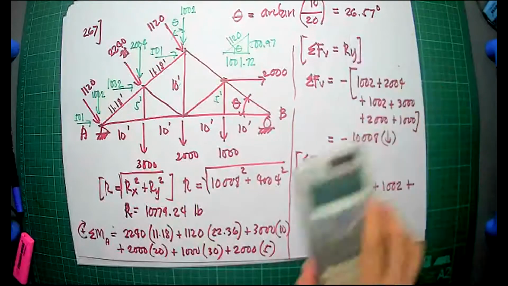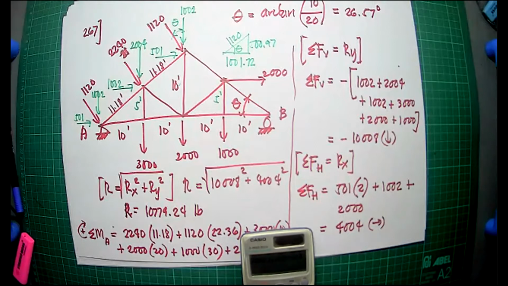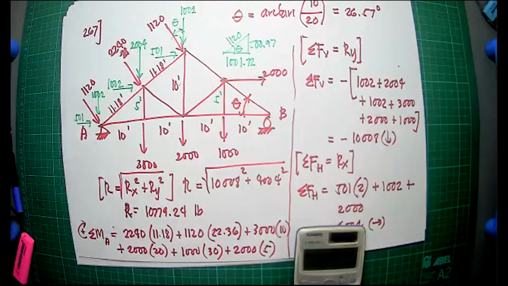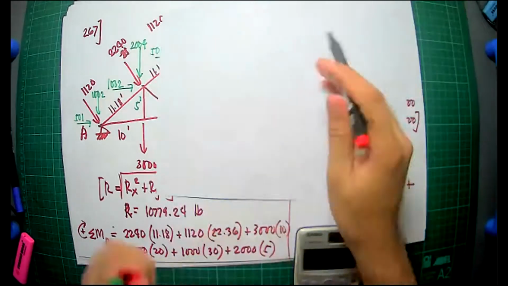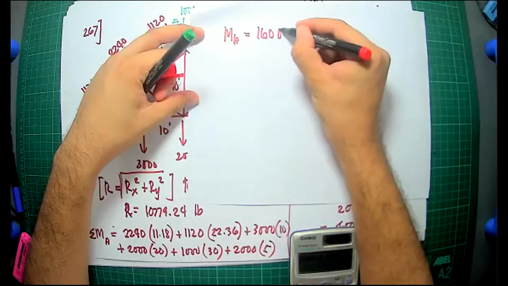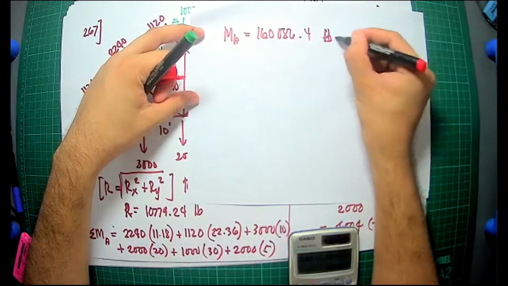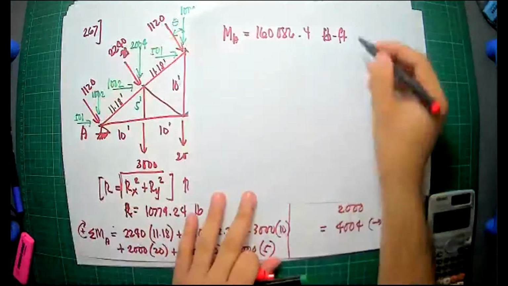And this will give you a moment of 2240 times 11.18 plus 1120 times 22.36 plus 3,000 times 10 plus 2,000 times 20 plus 1,000 times 30 plus 2,000 times 5. And you get 160,000. The moment at A is very huge, 160,086.4 foot-pound or pound-foot. Okay? So that is the direction.